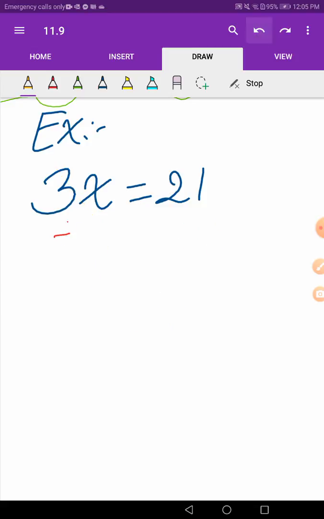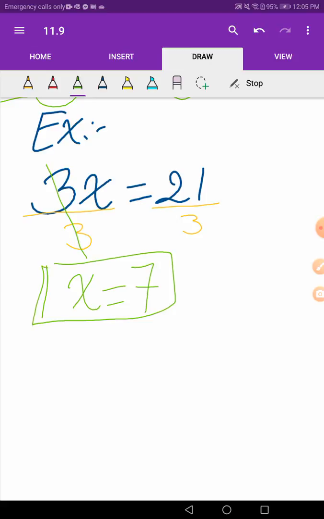One more thing. In algebra, when you want to divide both sides by a number, you need to write it in a fraction form. So we write it like this: divided by 3, divided by 3. It's a type of organization, nothing more. So we have 3 divided by 3, which is 1. So what do we have here? We have only x. While on the second side, we have 21 divided by 3, which is 7. Is it clear?